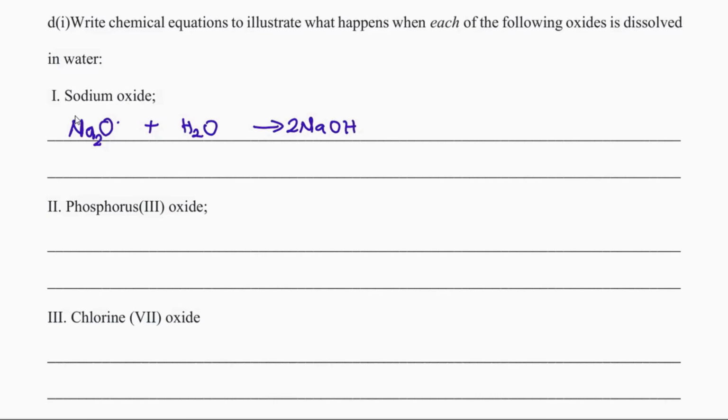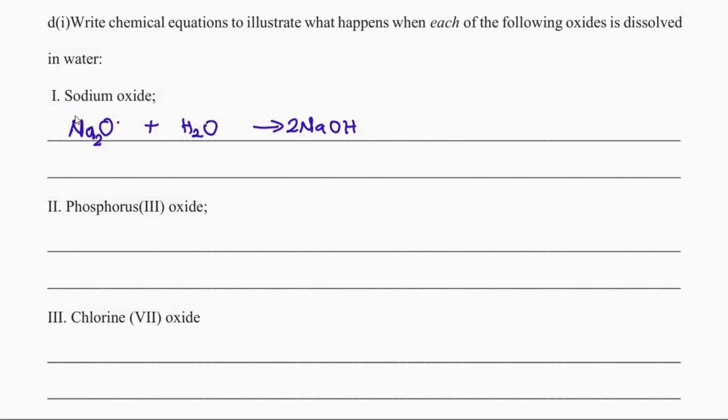We have to make this one balanced, and we have H2O. Our hydrogen is 2 in the reactant and 2 in the product, and also our oxygen is 2 in the reactant and 2 in the product.